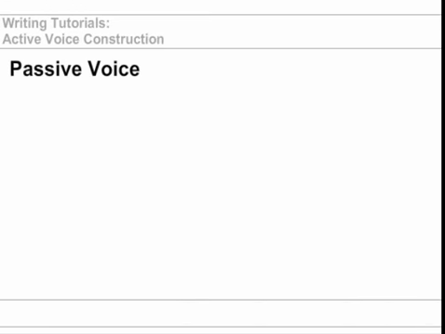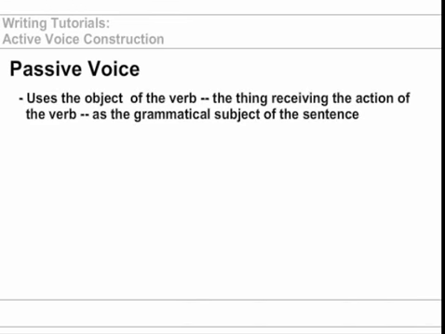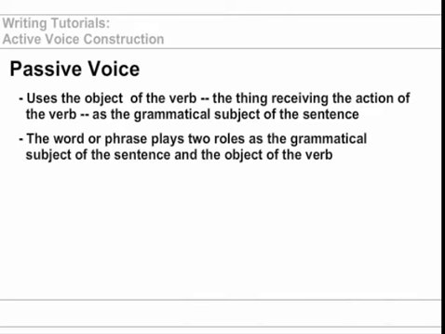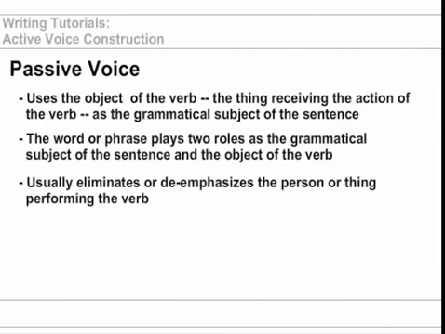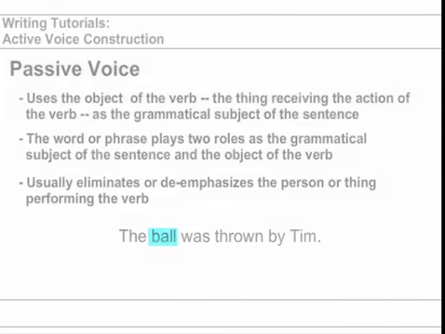Passive voice construction uses the object of the verb, the thing receiving the action of the verb, as the grammatical subject of the sentence. In effect, the word or phrase plays two roles: the grammatical subject of the sentence and the object of the verb. Passive voice construction usually eliminates or de-emphasizes the person or thing performing the verb. In the sentence, "The ball was thrown by Tim," the ball is what the sentence is mainly about.